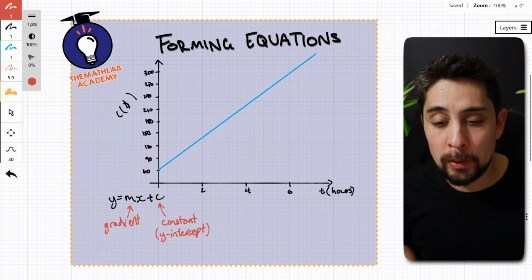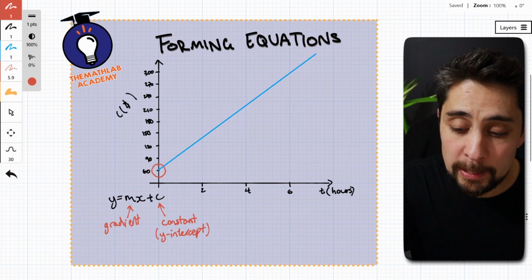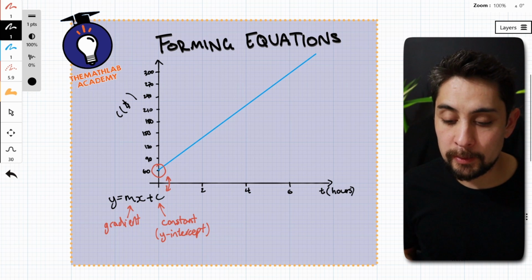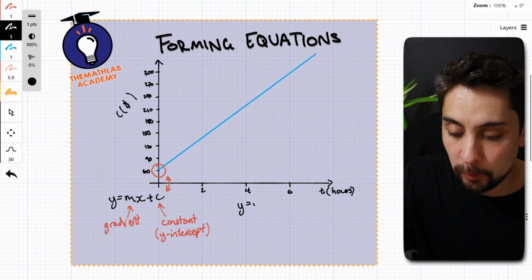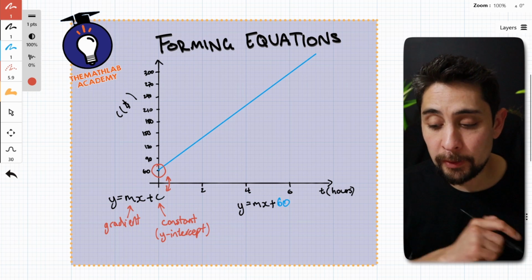When we're working out the equation of a line, the easiest thing to start with is our y-intercept because we can actually see it right there. In this case, our y-intercept is 60. So in our equation, we have y equals mx plus 60. The next part to deal with is that gradient.